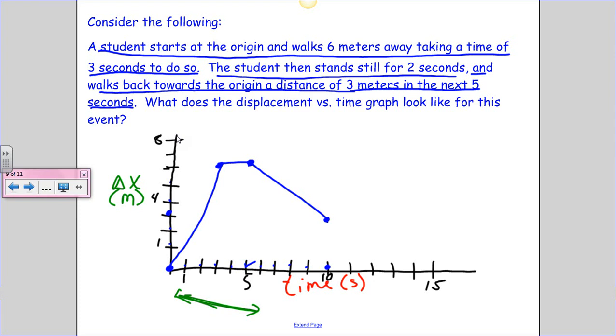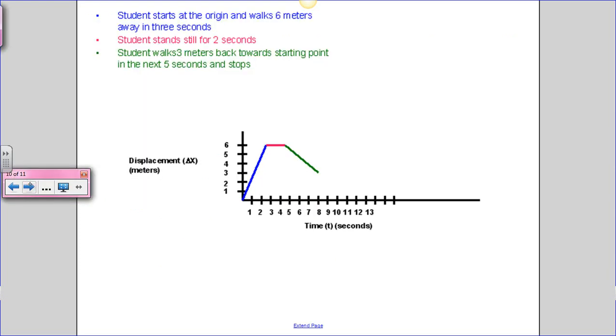So just to recap, the student moves forward 6 meters in 3 seconds, stands still for 2 seconds, so displacement doesn't change, and then moves back 3 meters over 5 seconds. So don't let the word origin fool you. That does not mean the origin of the graph. It means the origin of the journey, where the person started from. And that's exactly what our graph looks like.